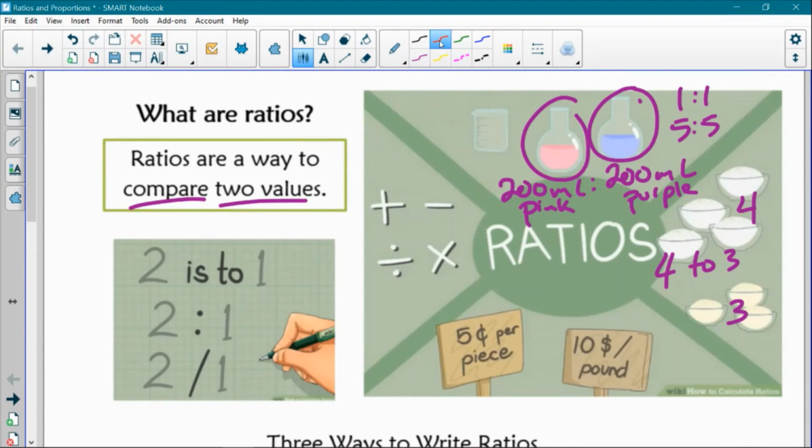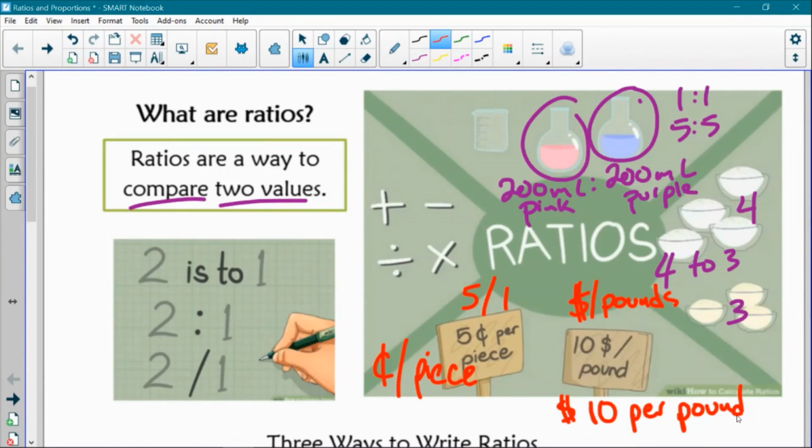In the bottom part, we see 5 cents per piece. That could be written as a fraction. Actually, we see the 3 different ways of writing ratios over here. 5 over 1. It's 5 cents for each piece. The ratio between money and pieces is 5 to 1. In this one, the ratio between money and pounds is 10 to 1. It's $10 per pound.